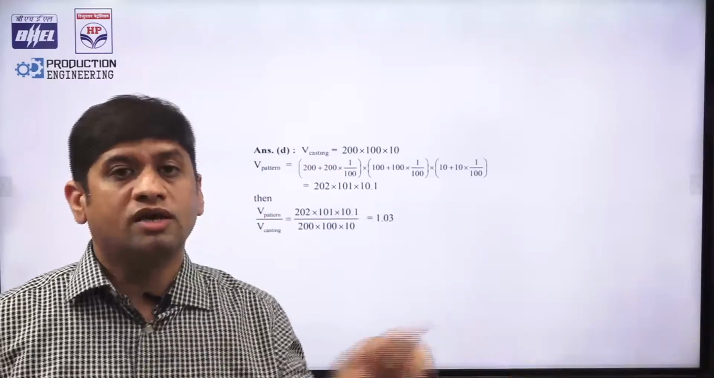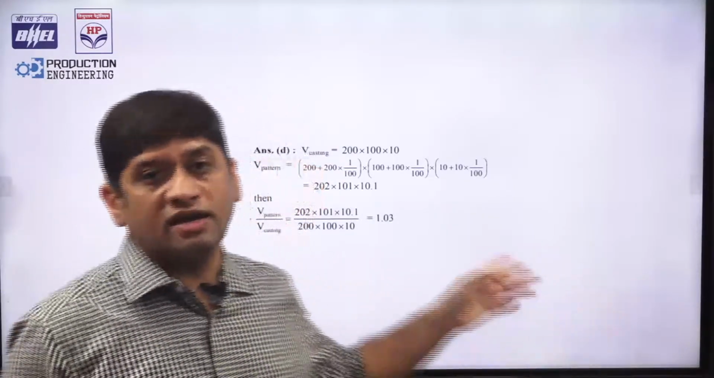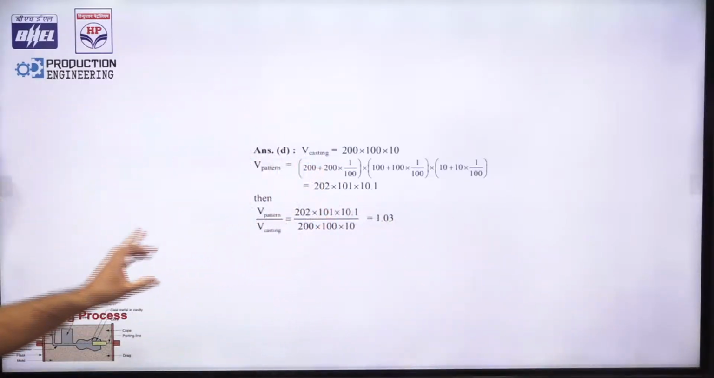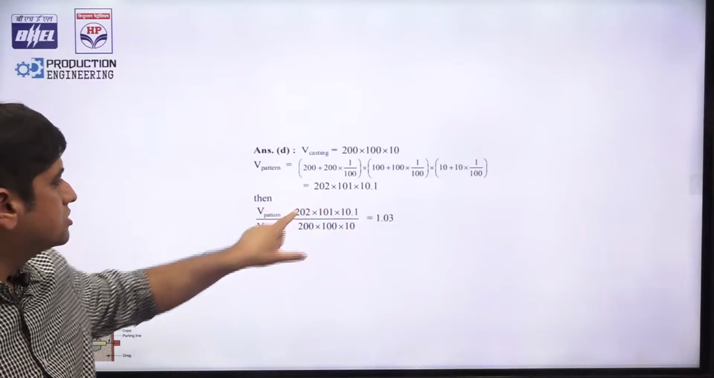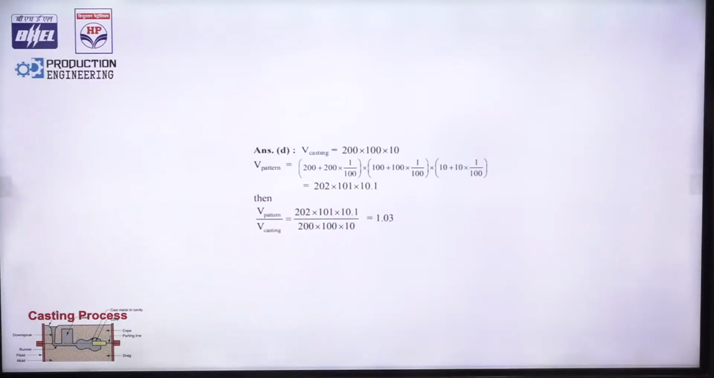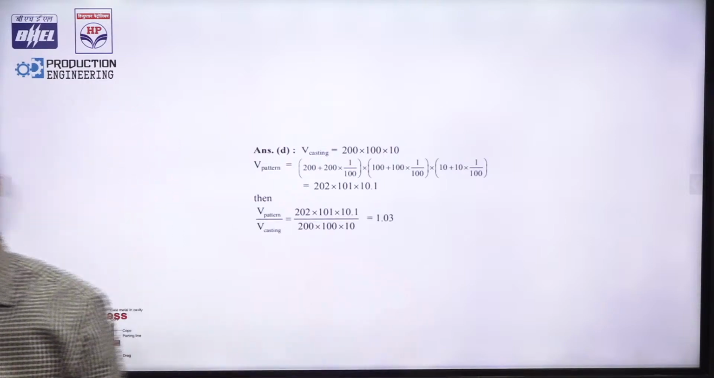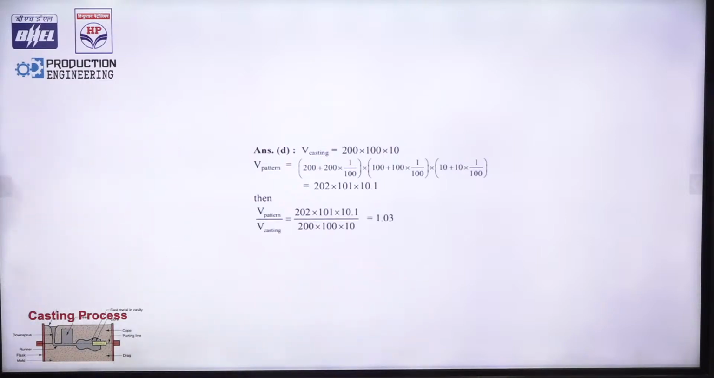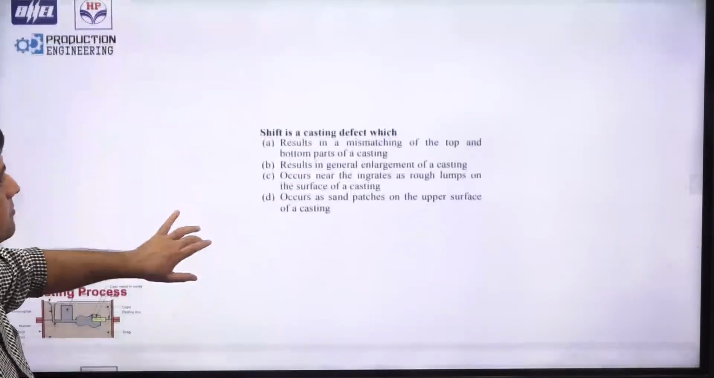But in some books, it is the reverse. I've taken the second option. So pattern size is bigger than casting because we assume it shrinks. But I don't know. In many books it is given that it shrinks, not expands. And in the GATE also this question has been asked, where they have taken this particular size only.